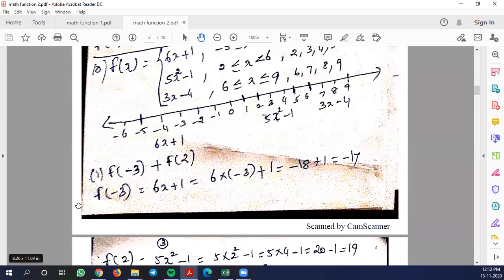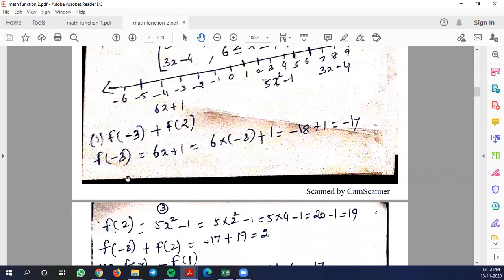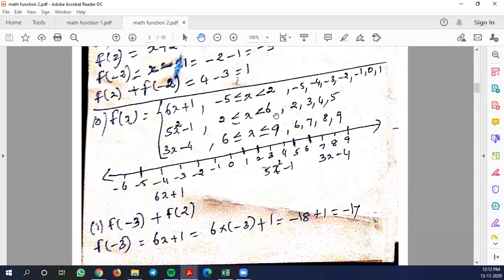Now f of 2. So where does that f of 2 come? 2 comes here. So 5x square minus 1.